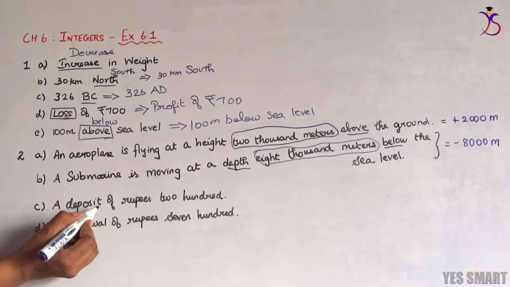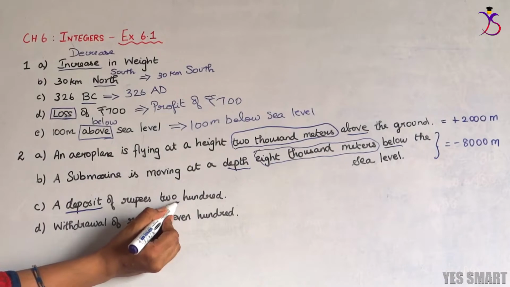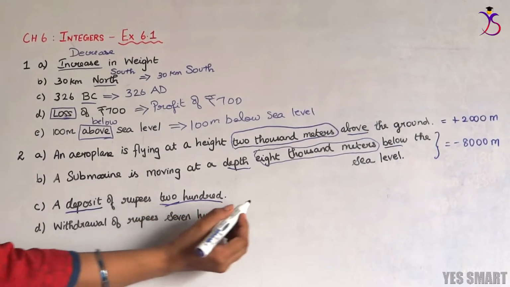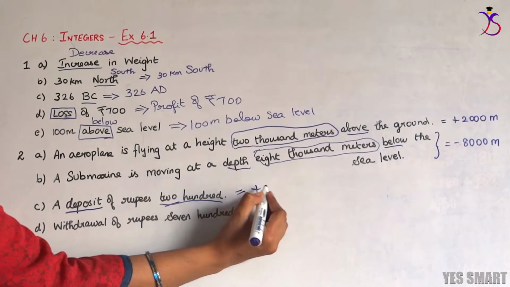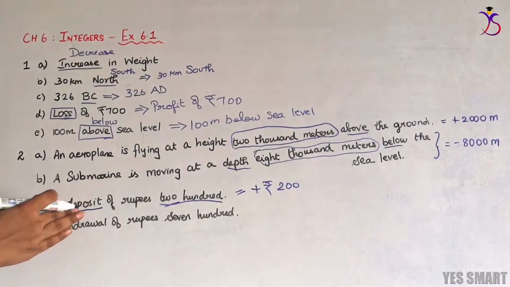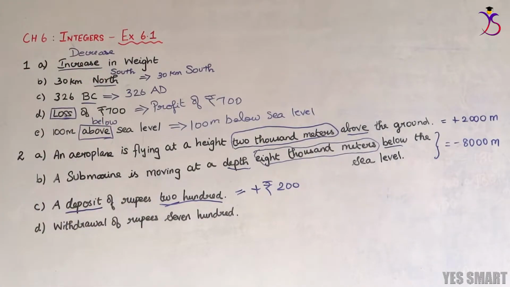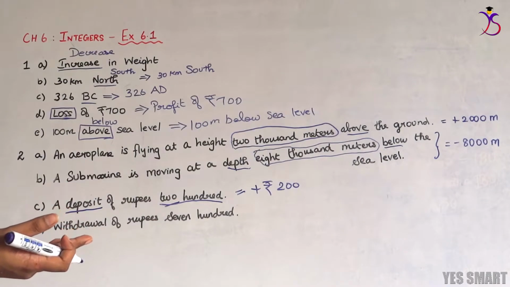Now C sum, a deposit. Deposit means we are depositing some money to our account, for which the value will increase, of rupees 200. 200 is the value here. Therefore this is plus 200. Why plus? Because we are depositing it, therefore the balance in the account increases.